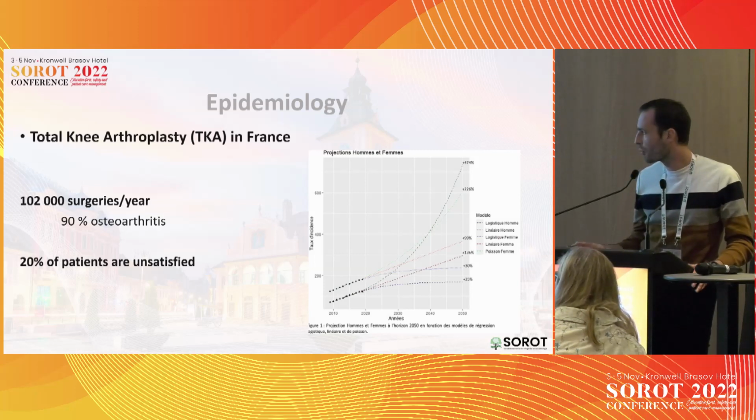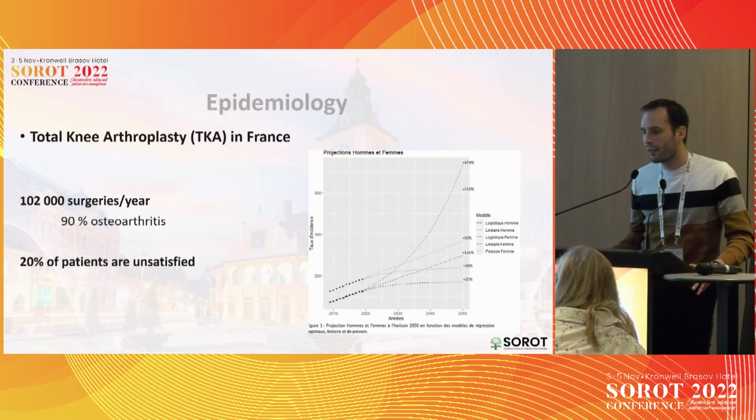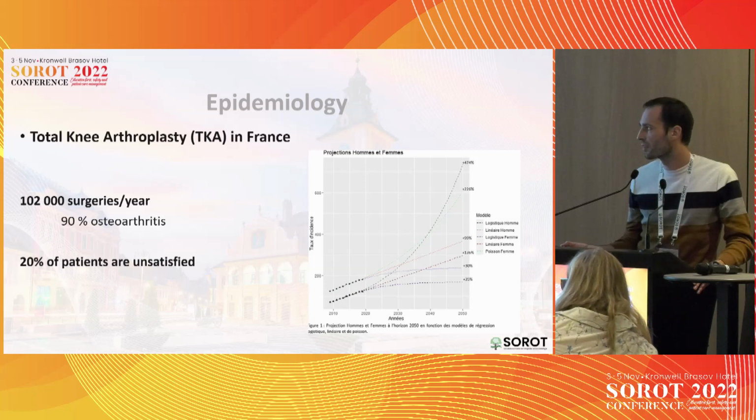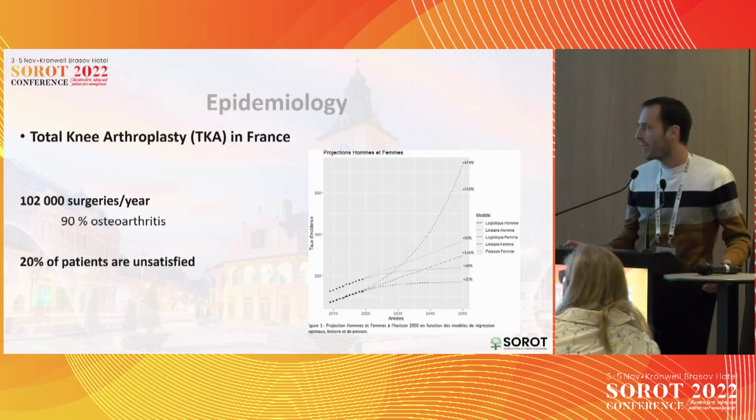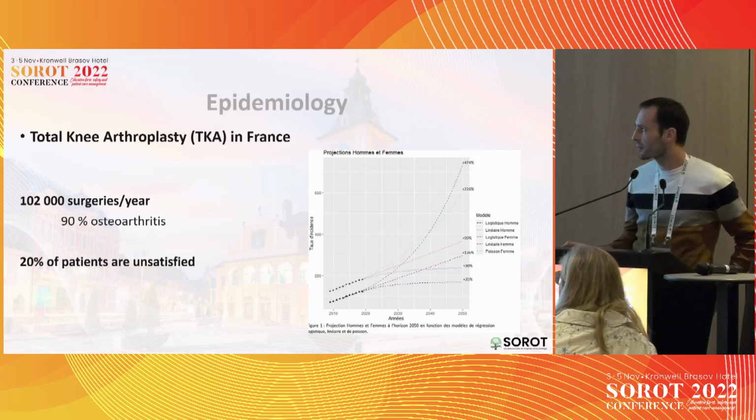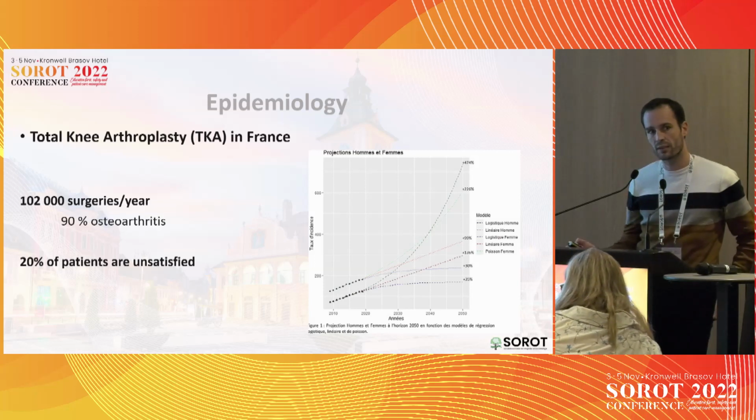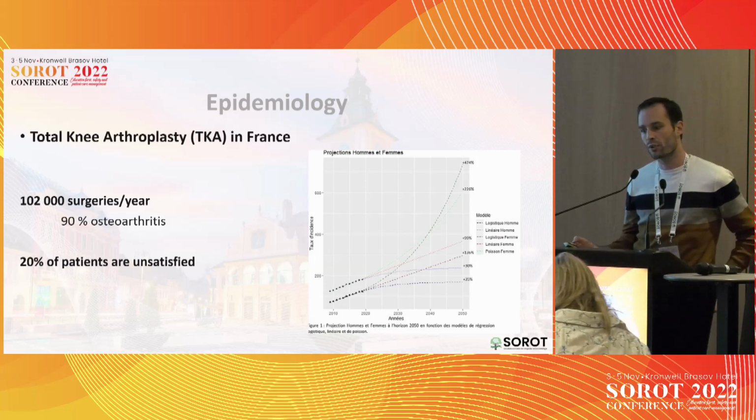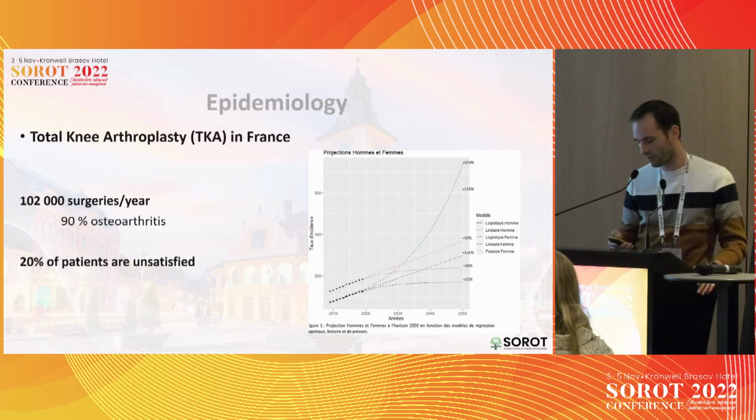For the knee it is also similar. We have an increase in the number of surgeries and indications in the world and in France for women and men. But the difference is that the main cause of the surgery is osteoarthritis at 19%, a little less than for THA. And another important fact is that for knee surgery, 20% of patients are unsatisfied after the surgery. So these patients need more complex or specific rehabilitation.